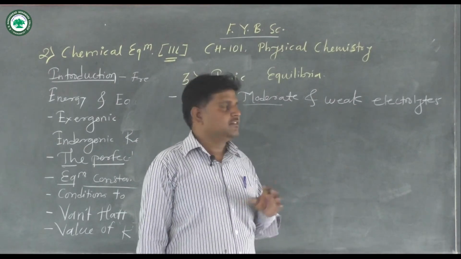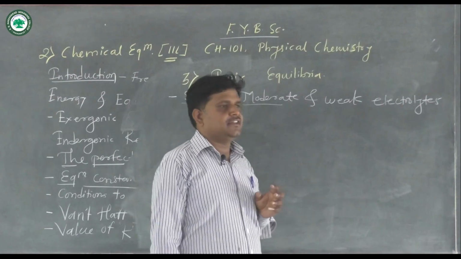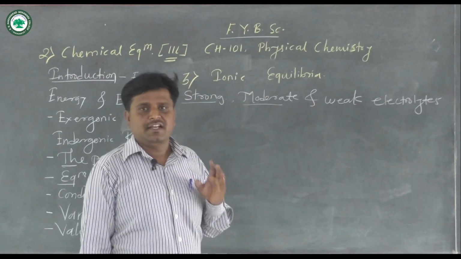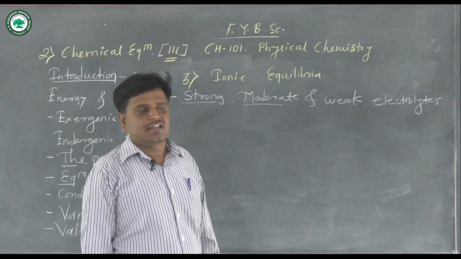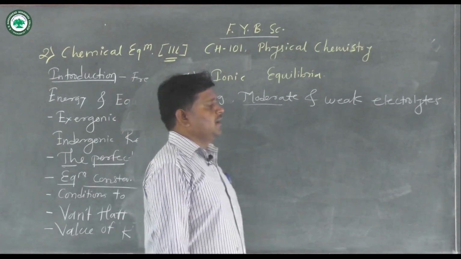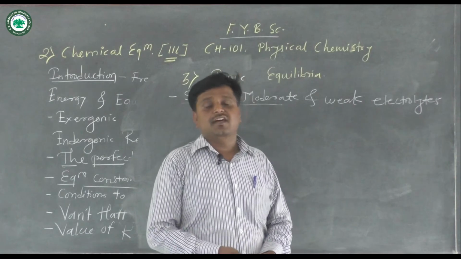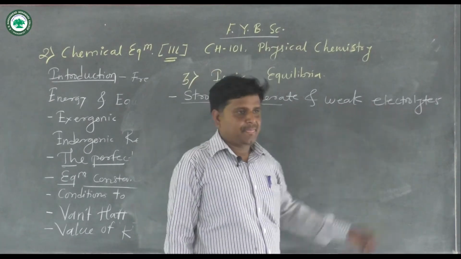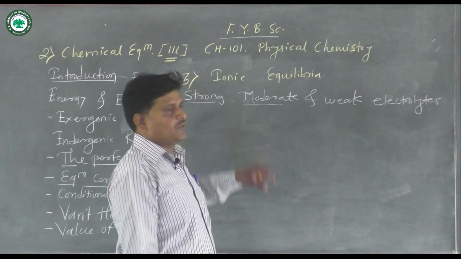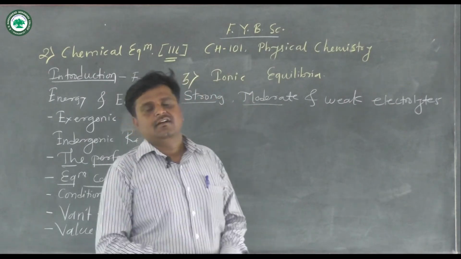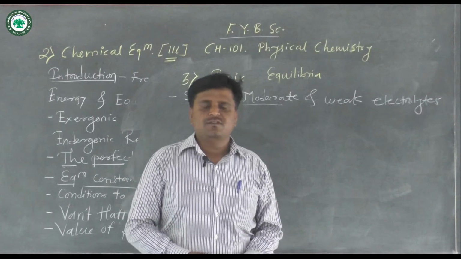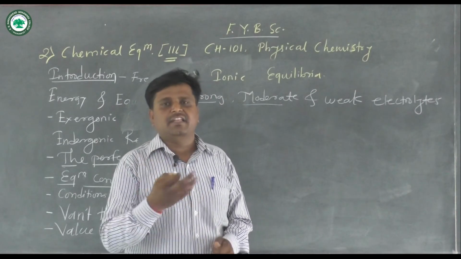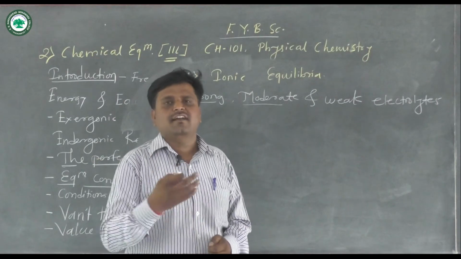A strong electrolyte contains all ions dissociated, or the salt is totally dissociated in the solution, and that solution is able to conduct electricity. That's why we call this an electrolyte. Okay. Then moderate electrolyte means what? After the addition of some different salts in the solution, at that time that solution is able to conduct electricity.